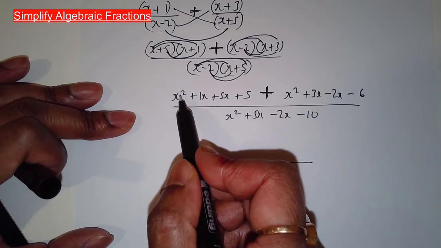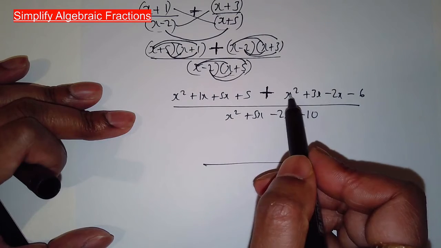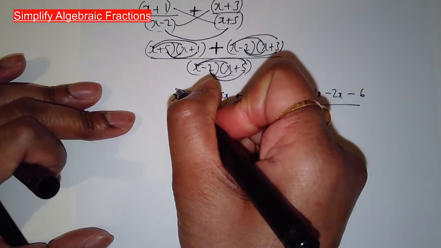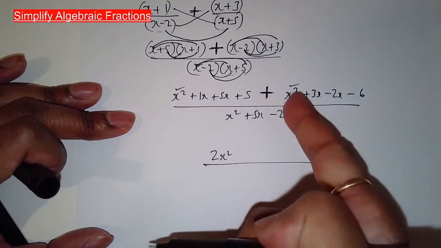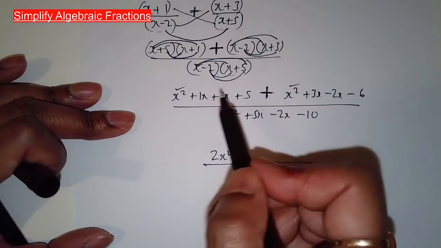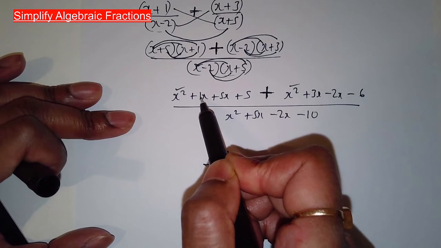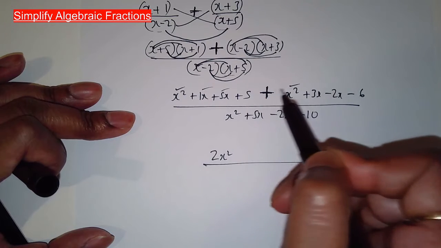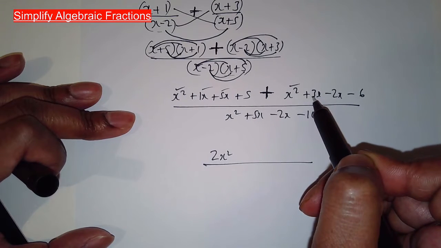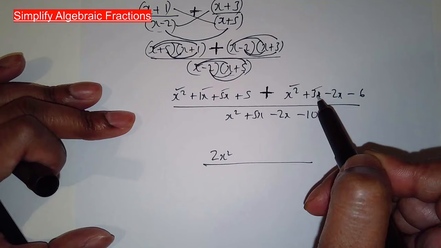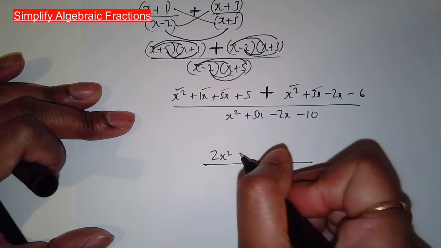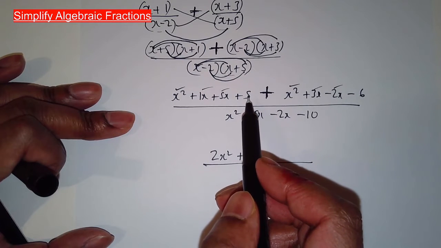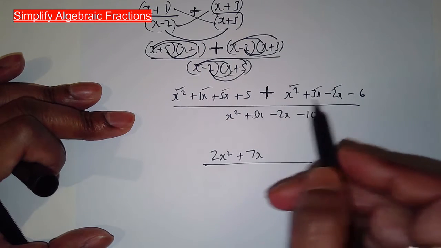Simplify the x squared, so you've got x squared plus x squared, 2x squared. Let me just tick off the ones that I've done. I've done that one, so x squared plus x squared is 2x squared. Now let's deal with the x terms. 1x plus 5x is 6x. Plus 3x is 9x. Take away 2x is 7x. Now only the numbers left. 5 take away 6.